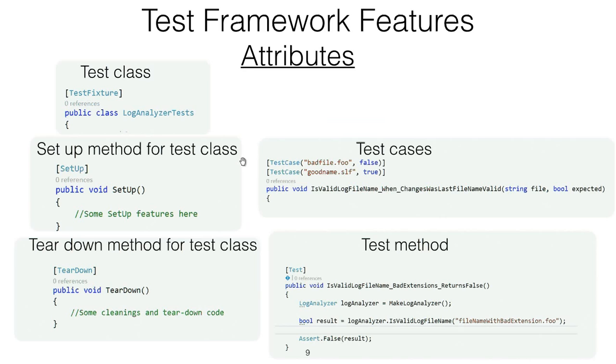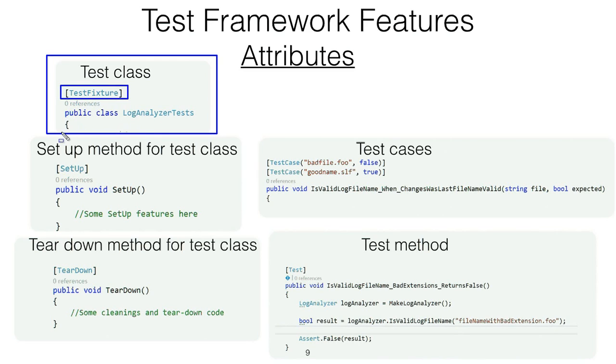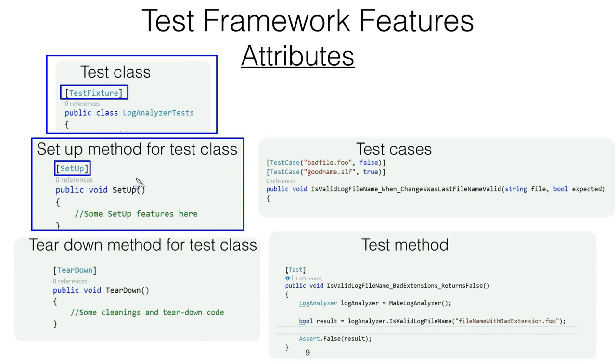Let's take a look at test framework features. From there we can separate the attributes. A test class is marked with a TestFixture attribute. Setup methods are marked with the SetUp attribute. I'm talking about the NUnit framework and its attributes. We will later talk about what setups are. For now, let's just pay attention to attributes.